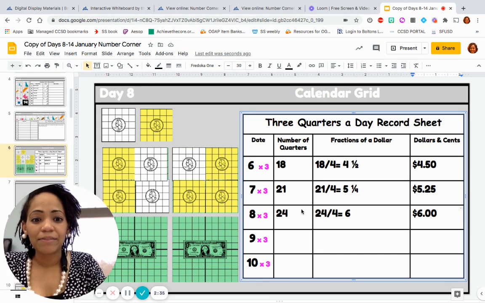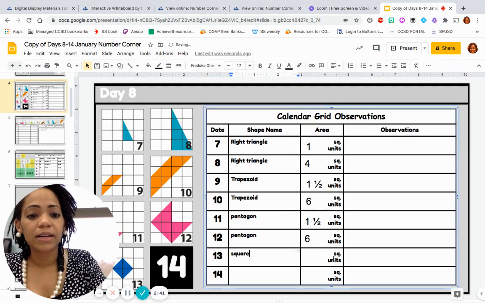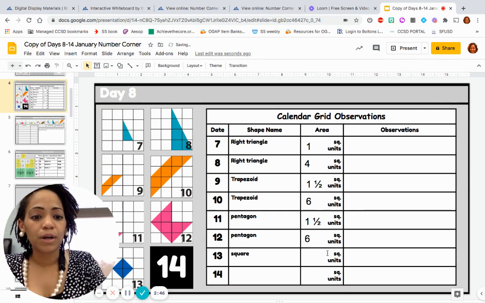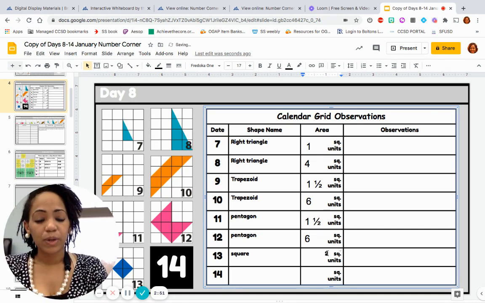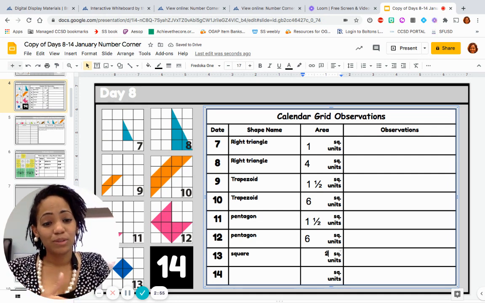So I'm going to add that for today's date, which is the 13th. So we have a square, and we have 2 square units because 4 halves is equal to 2 wholes.